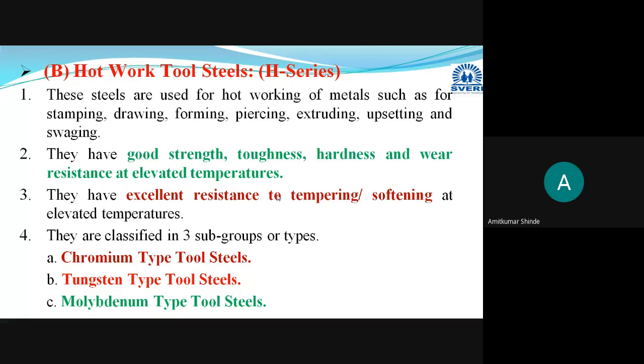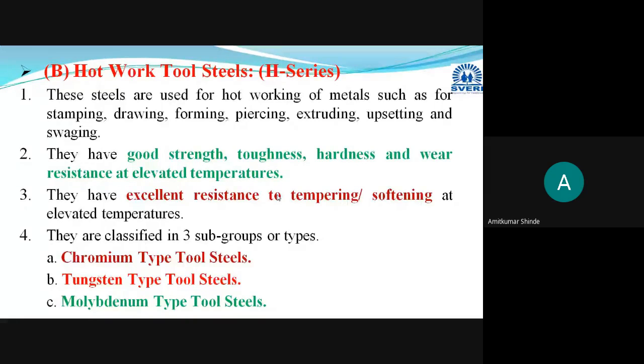The third point for hot work tool steels is that they have excellent resistance to tempering or softening. It means they provide high hardness values, and they are not going to soften due to heating at higher temperature ranges.